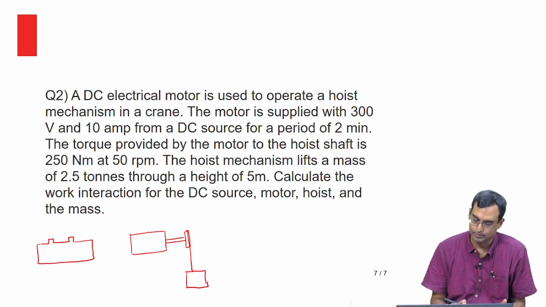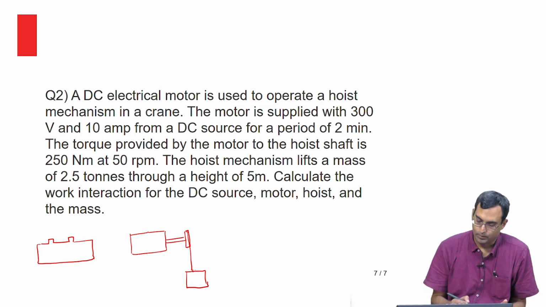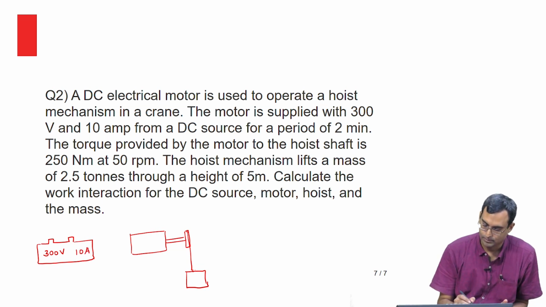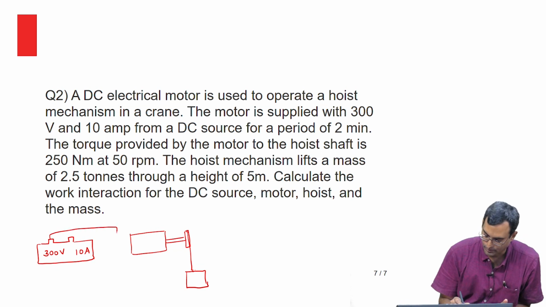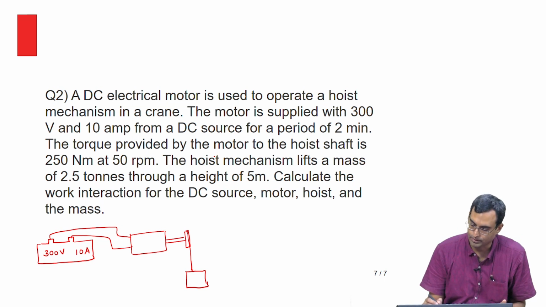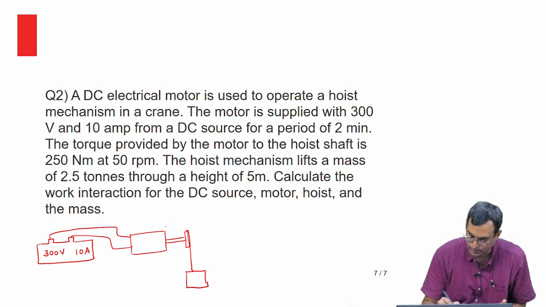Which is connected to this motor, and what we know is that this provides 300 volts and 10 amp of current, and this is connected to this motor. So, because of which the motor spins, the torque provided by the motor to the hoist shaft is 250 Newton meter at 50 rpm. So, the output from the motor is 250 Newton meter at 50 rotations per minute.